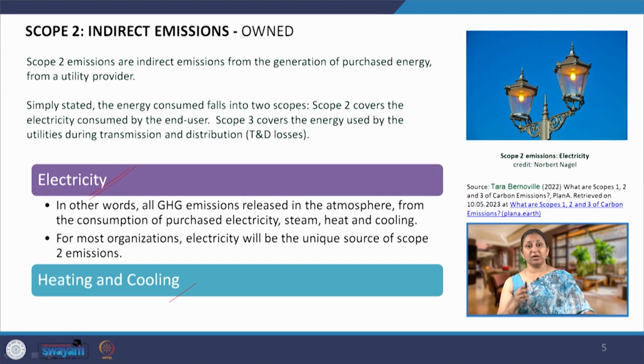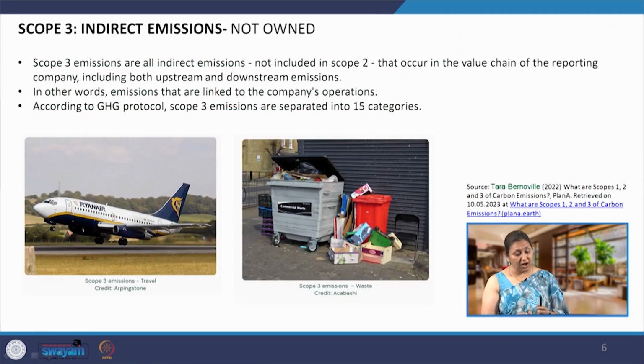So, this is what we are talking about in scope 2 indirect emissions, but only from the owned facilities, where the energy is directly consumed but the emissions are produced somewhere else. This is under indirect emissions. Now, you might be thinking that a company's processes release far more emissions. There are so many processes that emit greenhouse gases.